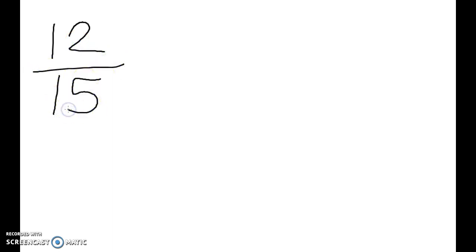All right, in this next example, I have the fraction 12/15 equals blank. Okay, so I have 12/15 and I want to find the equivalent fraction where the numerator is 4. So here I'm going from a numerator of 12 to a numerator of 4. My numerator is getting smaller, so this tells me I'm going to divide. 12 divided by blank equals 4.